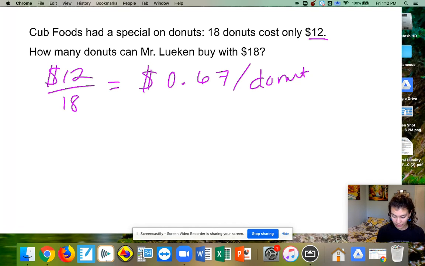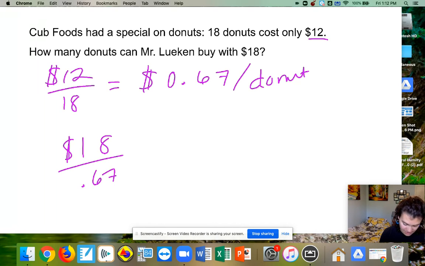Now we know that you have $18, so we can then divide $18 by our 67 cents, and that will give you that you'll have 27 donuts.